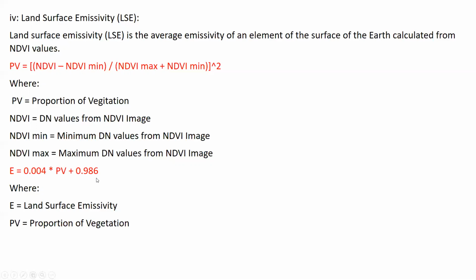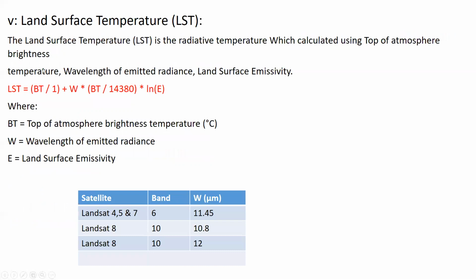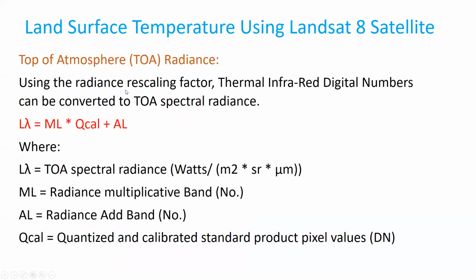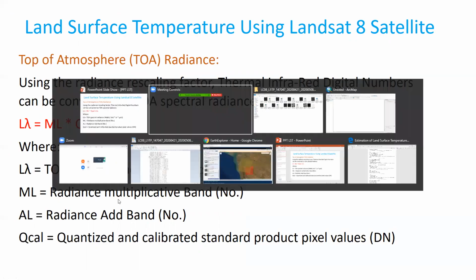Then the last one is the land surface temperature that we are going to calculate. The land surface temperature is the last step. First we'll calculate all this, then we'll calculate the land surface temperature. BT is the top of the atmosphere brightness temperature that we'll calculate. Then W means wavelength of emitted radiance. We have all the formulas that we are going to apply, and it's very simple to calculate a land surface temperature. I will tell you in a very simple way, and you will be able to understand it. You just give your concentration for a few minutes.